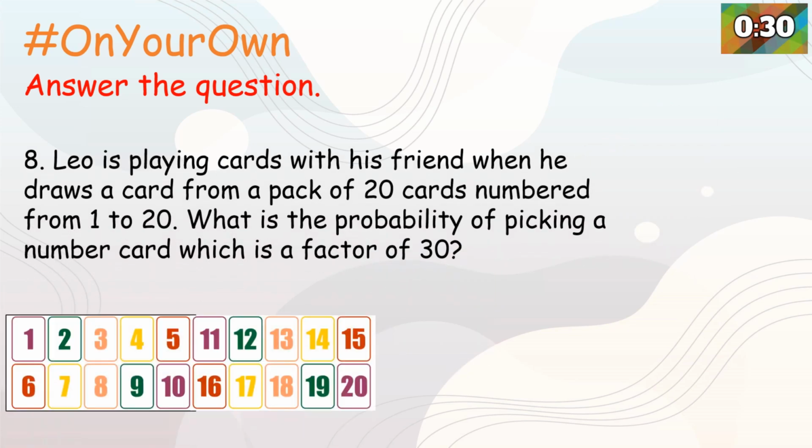Okay, for question number 8, Leo is playing a card game with his friend. When he draws a card from a pack of 20 cards numbered from 1 to 20, what is the probability of picking a number card which is a factor of 30? Okay, so time start now.